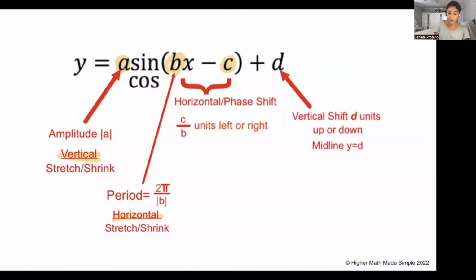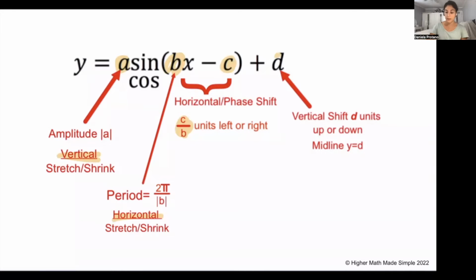That formula is you take that c value and divide it by b, and that determines if that value c is any number other than 0, that means it's going to be a shift left or right. And how many units? That's going to be, again, that c value divided by b.